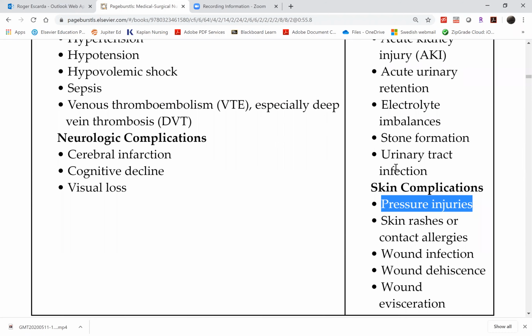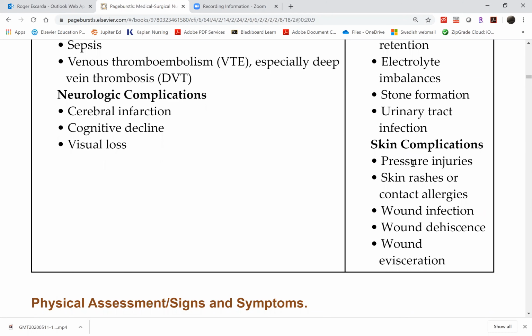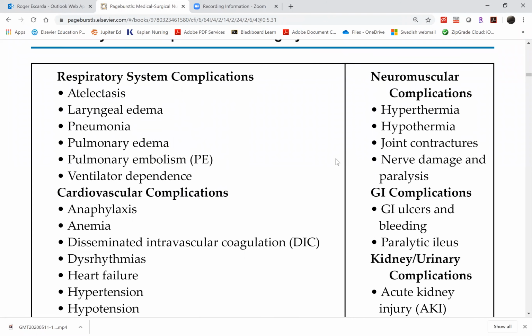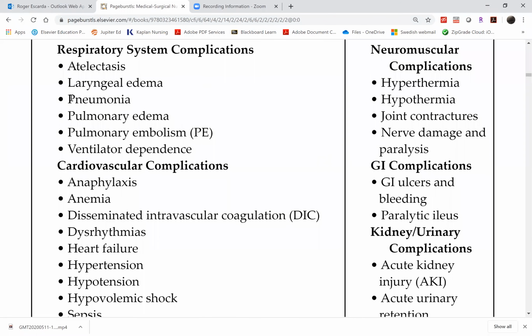Okay, so there's a possibility, and this is already included in the consent. Okay, this is one of the complications that may result. So we monitor those post-op, very important. And pneumonia, same thing. The patient's been supine for who knows how long.